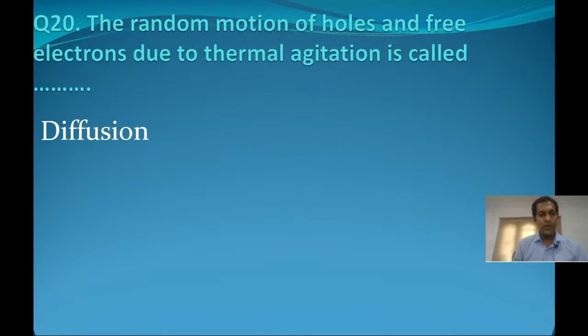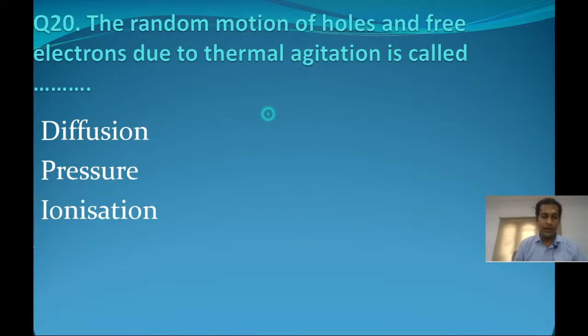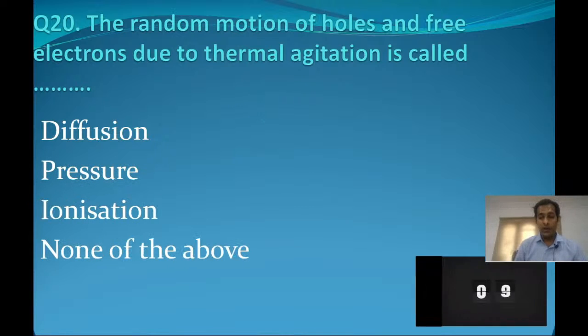The next question is: the random motion of holes and free electrons due to thermal agitation is called diffusion, pressure, ionization, or none of the above.